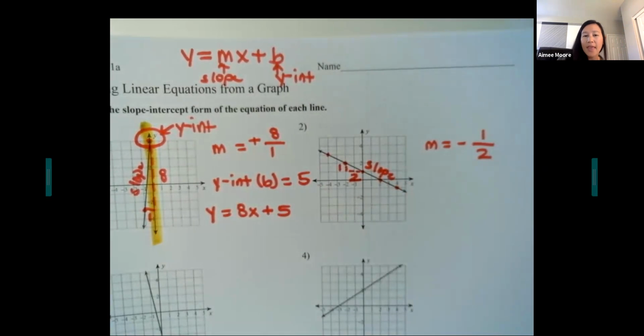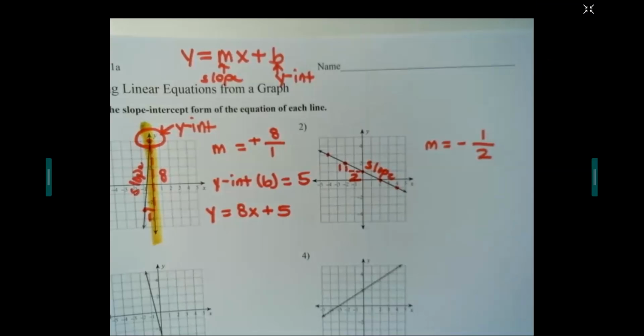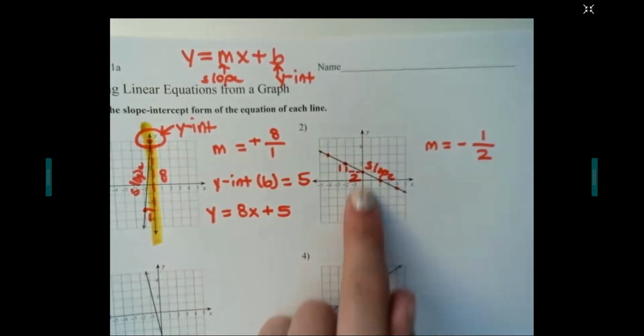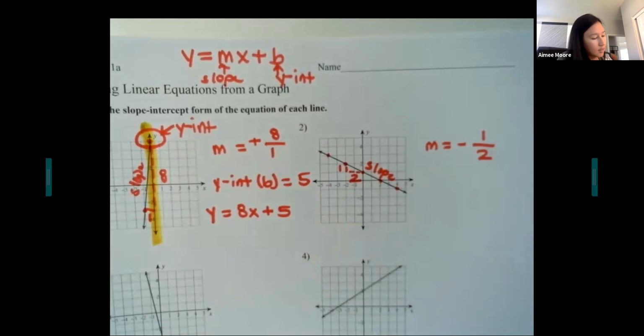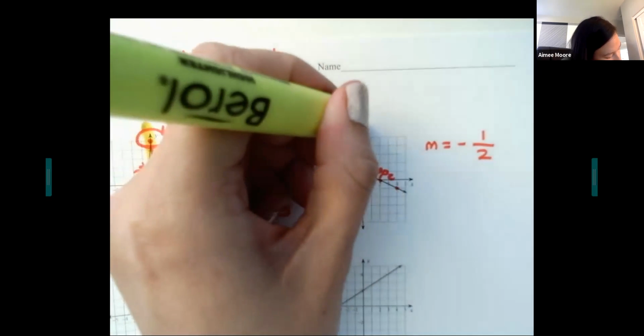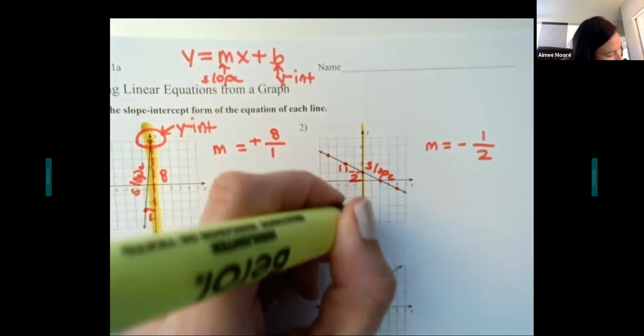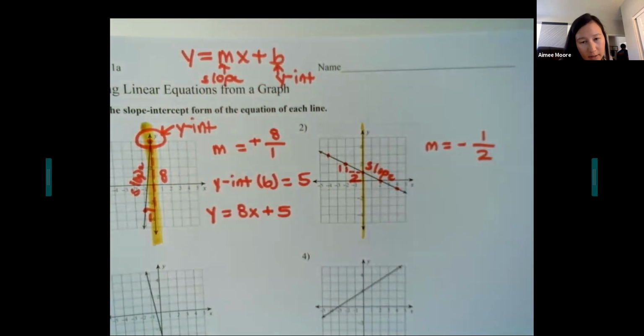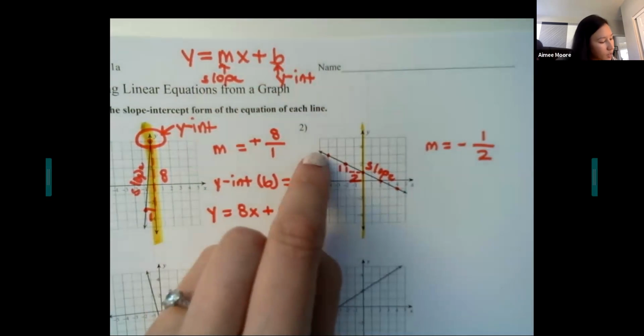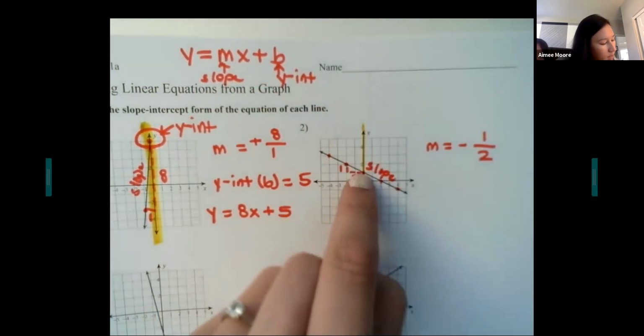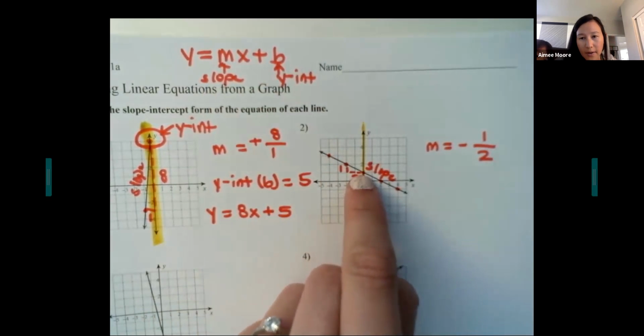Okay, and then Dakota, this is where you still have the question, right? On how to find the y-intercept? Yes. Okay, so the y-intercept, remember we said, is where the graph crosses the y-axis. So this line right here is the y-axis. And so you just have to look to see, here's our line. Well, where does it cross the yellow line? Right here.